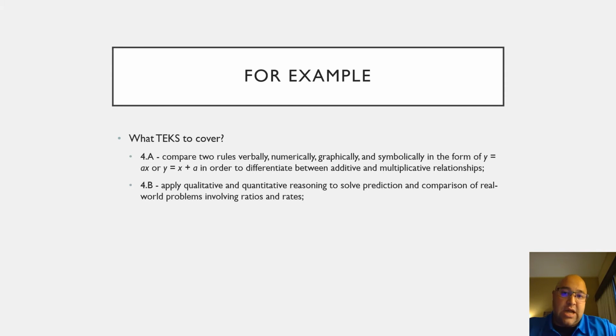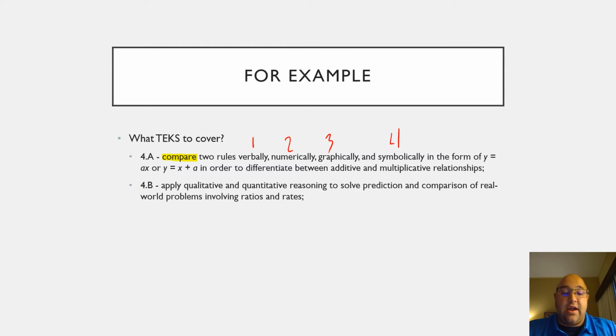So when we look at this, now we want to break down our TEKS. The first thing we do, as we always discuss, is look at our verbs, and then how we are going to support these verbs and break it down. So we're looking at two rules in the form of these two equations: verbally, numerically, graphically, and symbolically. So there are four different ways that they need to be able to compare these two different rules in order to differentiate between additive and multiplicative relationships.